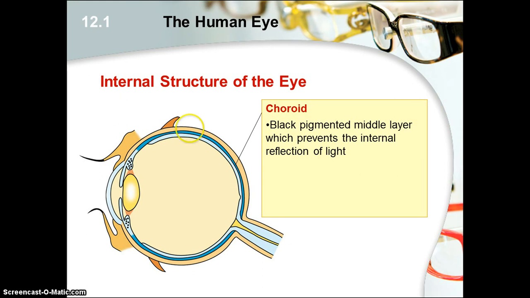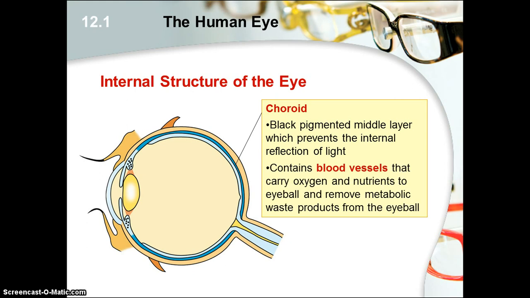Choroid, the second layer here, shown in blue, is a black pigment middle layer which prevents the internal reflections of light. It also has the blood vessels that carry the oxygen and the nutrients to the eyeball and remove the waste product from the eyeball.